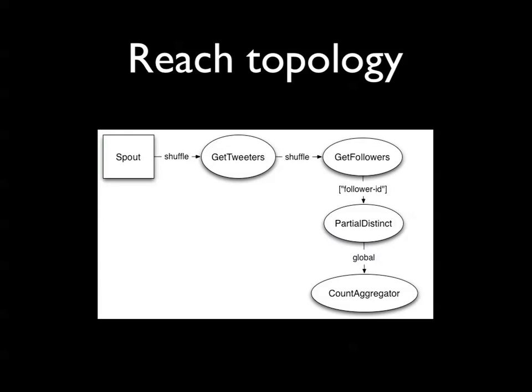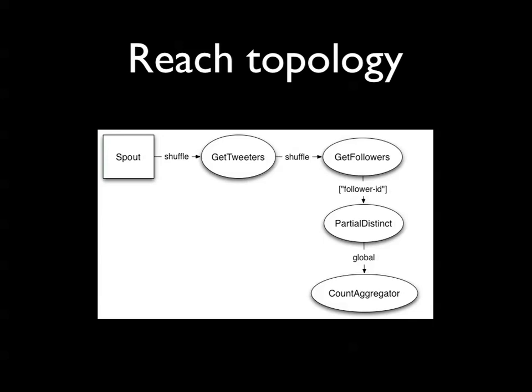Now, for that request, you may have millions of follower tuples. The next bolt is called partial distinct. What it does is a fields grouping on the follower ID, which has the effect that the same follower will go to the same partial distinct task. What partial distinct does is wait until it's received all the follower tuples directed at that task for that request, and then it emits the unique count of those followers. So each partial distinct task emits one count for that request.